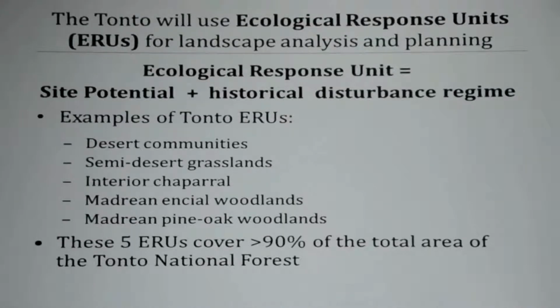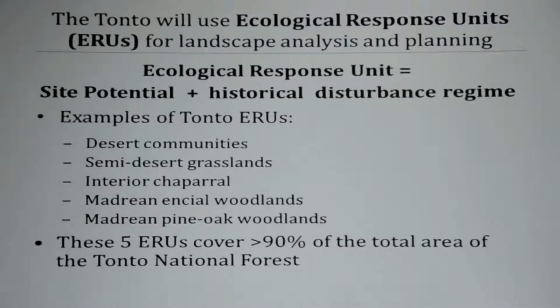Ecological response units, ERUs, is basically what I'm going to call them as we go through this. That entity is the site potential, vegetative site potential, plus the historical or normal natural disturbance regime. What would a community look like if we weren't here, basically?